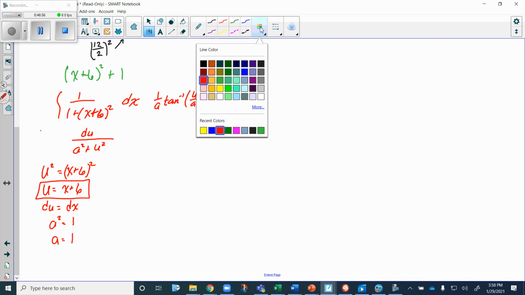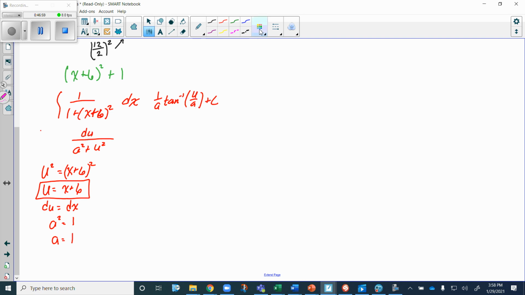So now we can start plugging some things in and see what we end up with. I'm going to say 1 over a, which in this case is 1, times inverse tan of u over a, which in this case u would be x plus 6 over 1, plus a constant of integration. Here, the 1 over 1 simplifies to 1. So my final expression would most likely be written as inverse tan of (x plus 6) plus a constant of integration, like that.